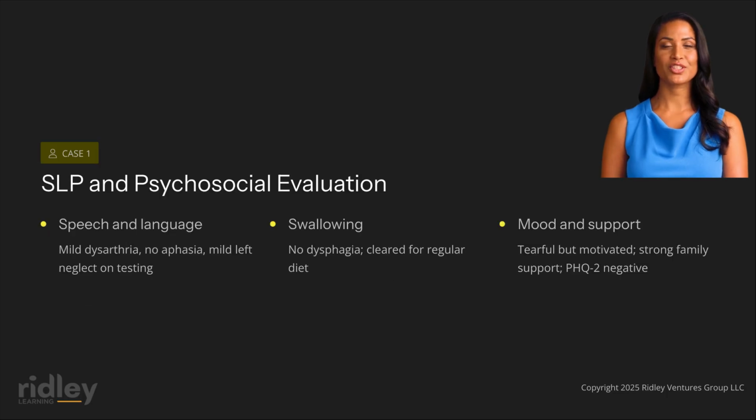Speech-language pathology evaluation found mild dysarthria that did not significantly impact intelligibility, normal language function with no aphasia, and mild left neglect evident on line bisection and cancellation tasks. Cognitive screening using the Montreal Cognitive Assessment yielded a score of 24 out of 30, with points lost on visuospatial tasks, specifically clock drawing and cube copy, and attention, specifically serial 7s. Swallowing evaluation revealed no dysphagia, and she was cleared for a regular diet with thin liquids.